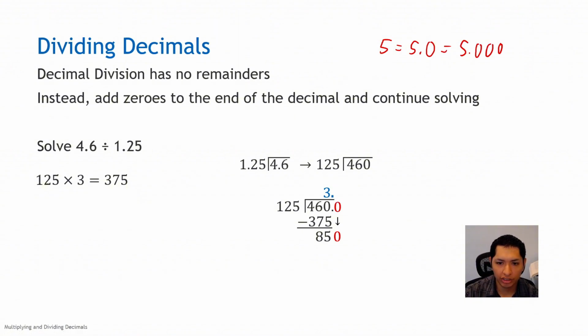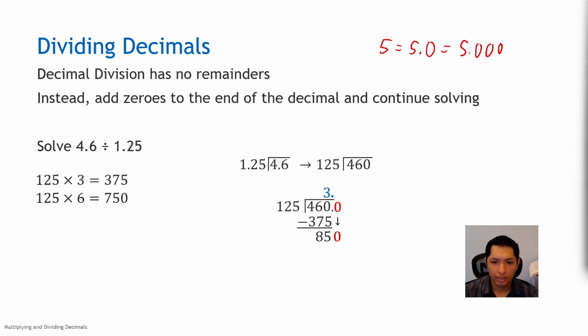So instead of 85, it is now 850, and I once again ask, how many times does 125 go into 850 without going over? Using multiplication, I will tell you that it is 6. So we set 6 in the quotient part of the answer, or above, and then we subtract 750 from 850, and that leaves us with 100.